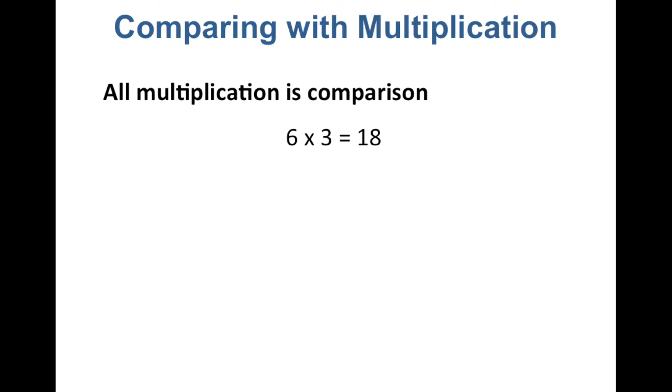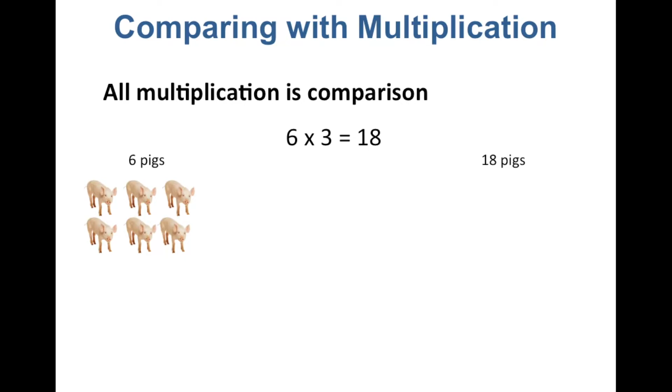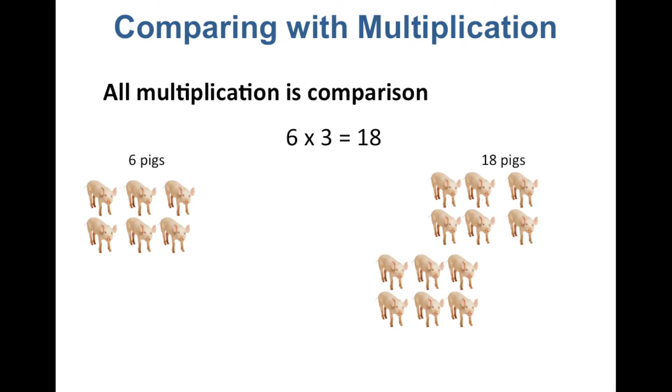Pictures help us make this clearer. Let's look at a picture of 6 pigs. 1, 2, 3, 4, 5, 6. And now let's look at a picture of 18 pigs and see if it looks 3 times as big as 6 pigs. 1, 2, 3, 4, 5, 6, 7, 8, 9, 10, 11, 12, 13, 14, 15, 16, 17, 18. There's 18 pigs, and we can see that it is 3 times bigger than the set of 6 pigs because we have 3 sets of 6 within that 18.